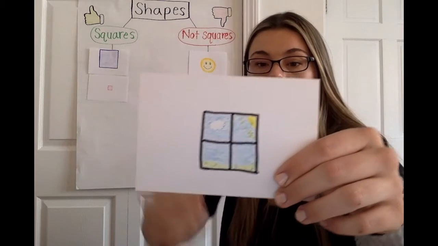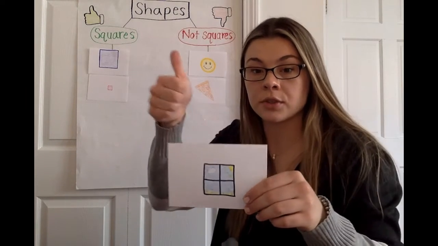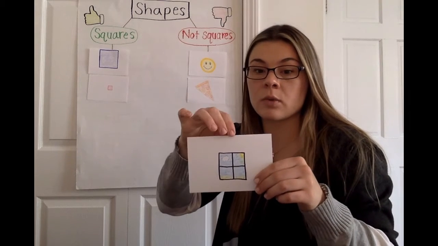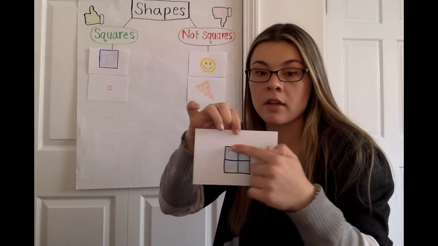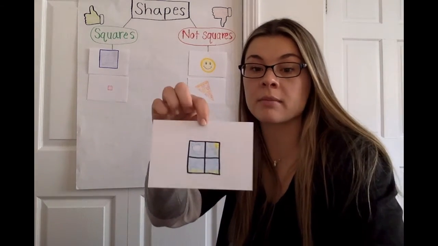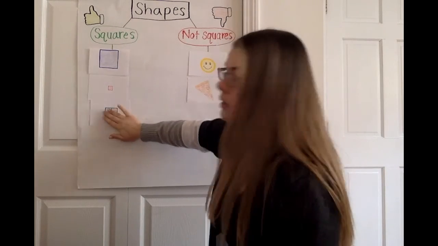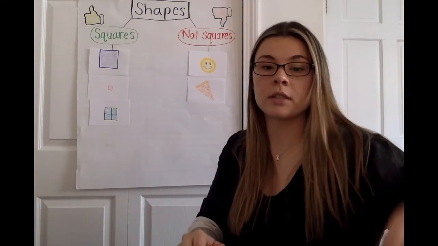We have a picture of a window. Thumbs up for that. That is a square. As you can see in the window, there are 4 sides and they appear to all be the same length. So that is a square. Next one.